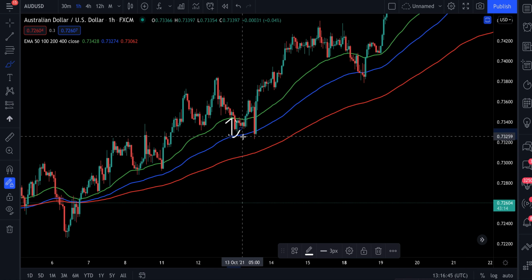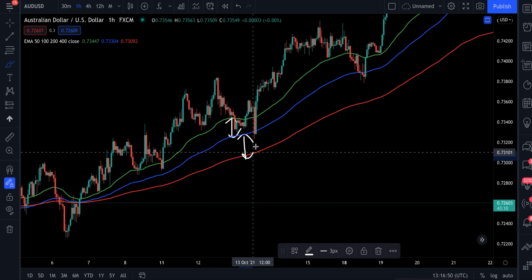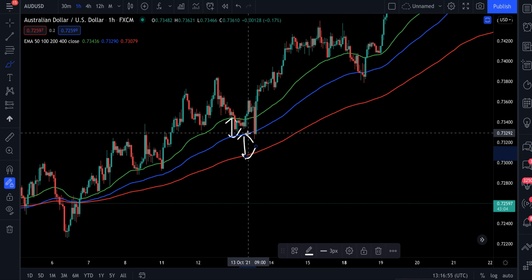And therefore, when we look at the distance between the EMAs, so for example here, you can see there's a nice big and healthy distance between them. This indicates a very strong trend. Essentially, the larger the distance between the EMAs, the stronger the trend, okay? So you can expect bigger impulsive moves to the upside.